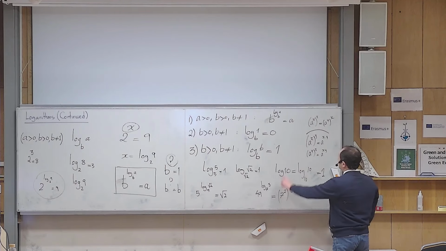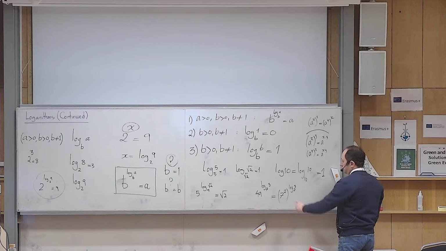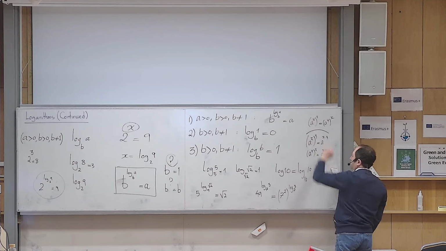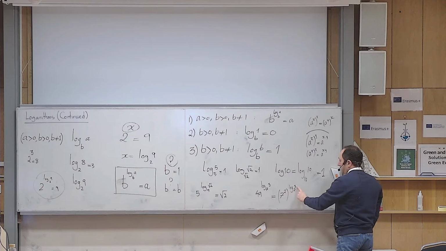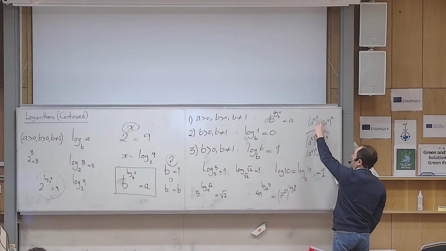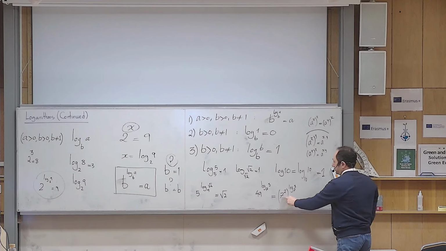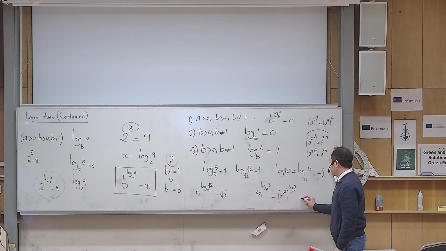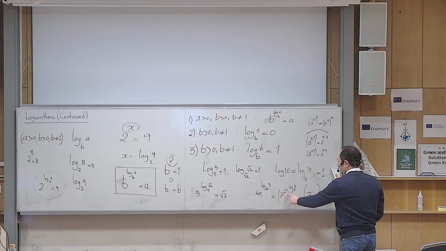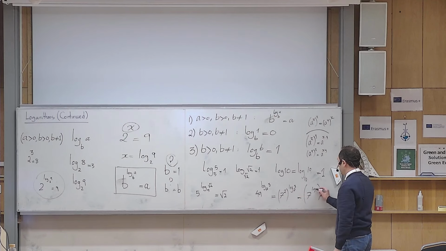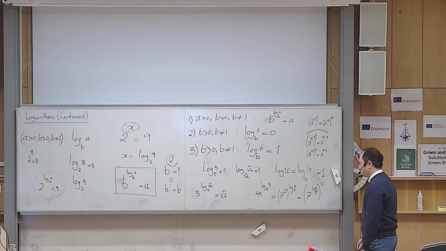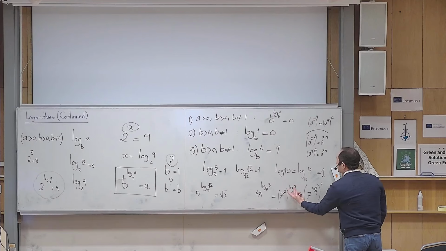7 is playing the role of a, 2 is playing the role of x, and logarithm 8 to the base 7 is playing the role of y. So this is a to the power x to the power y, but we just learned I can write it the other way around. I can write 7 to the power of y first, and then to the power of 2. Is that right? Yes. So I interchange these two according to this rule.